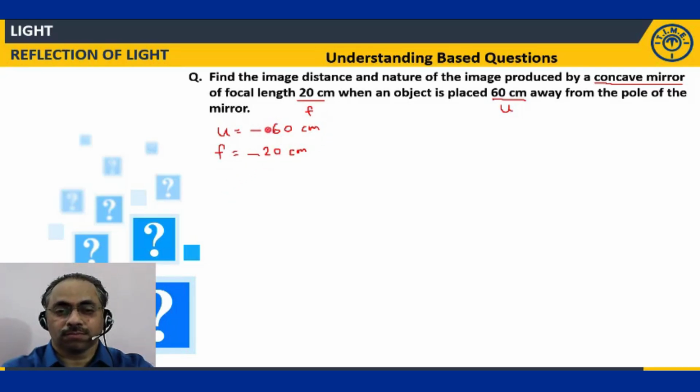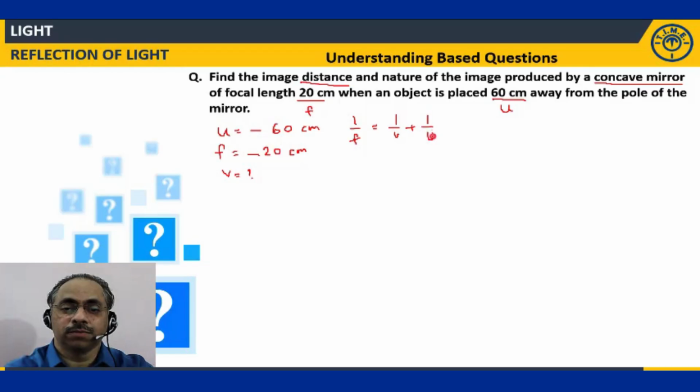Now what is asked? Find the image distance and nature of the image. First of all, try to find out the image distance. That is nothing but V. Image distance V is equal to what? We need to find that out. What is the relation clubbing all the three physical quantities over here? Very clear, no? It is 1 by F is equal to 1 by V plus 1 by U.